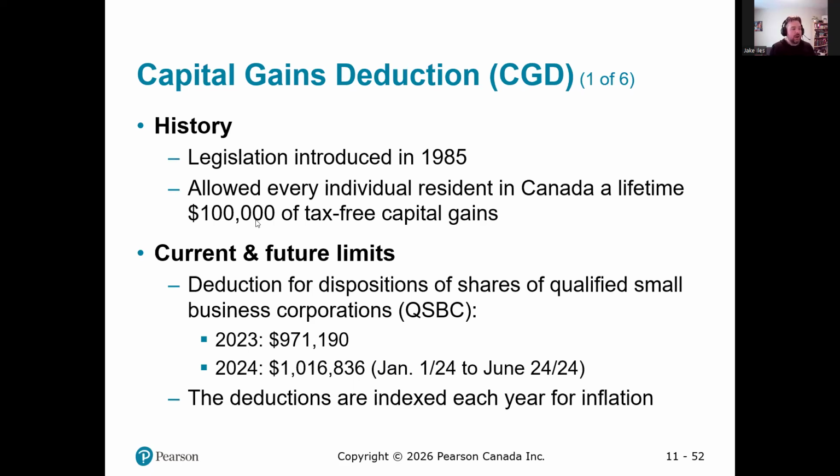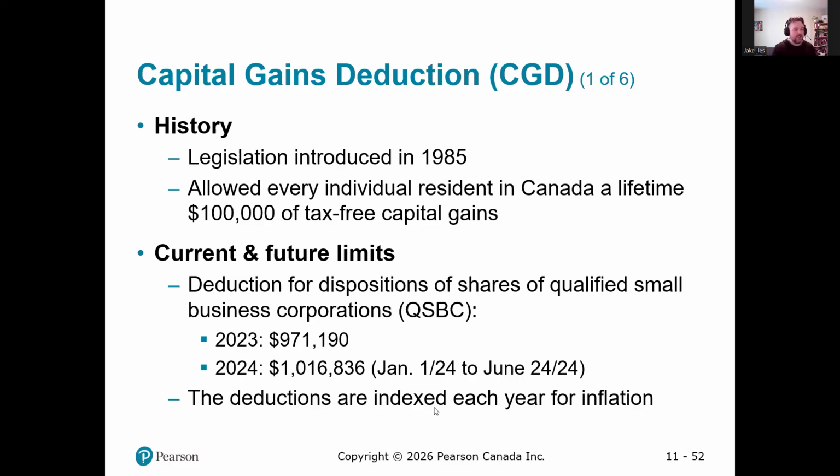So it's no longer $100,000. The amount of tax-free capital gains has been going up over the years. And in 2024, it just passed $1 million. So if you are an entrepreneur, you want to start your business, you think you can make it big, when you sell that business, and if you sell it for more than $1 million, you could protect yourself of $1 million of capital gains, or in other words, get $1 million of capital gains tax-free.